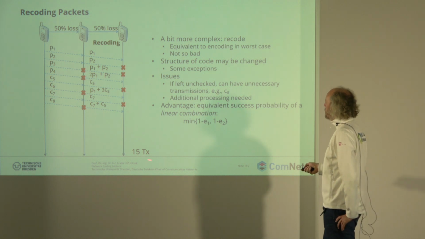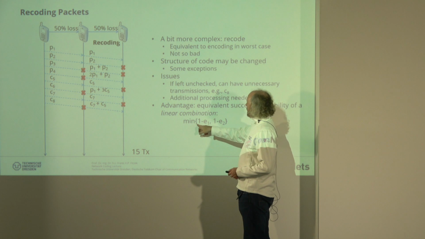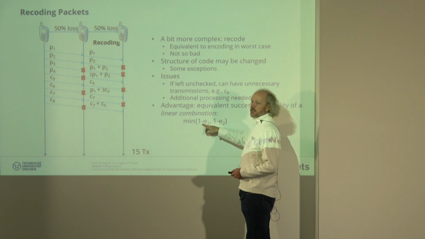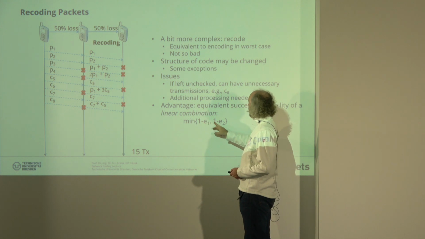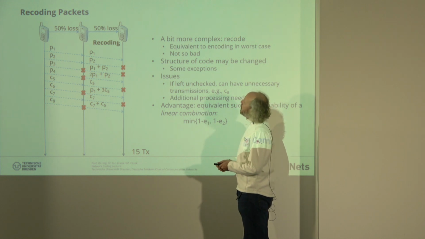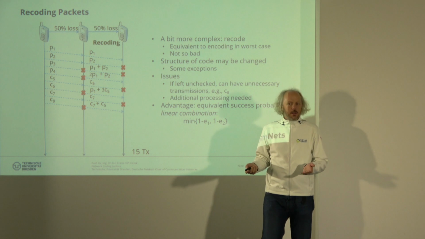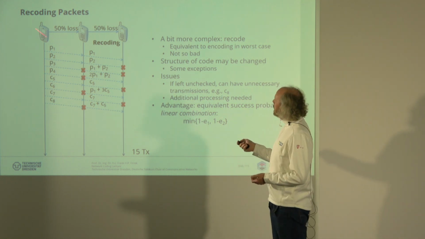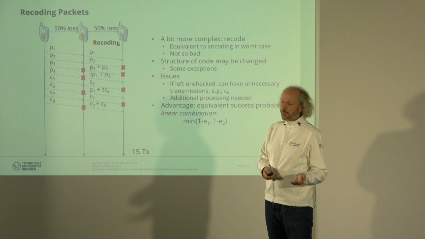Now if you look into this, you only need 15 packets to transmit. And suddenly your error probability changes. It's not a combination anymore. It's 1 minus epsilon 1, 1 minus epsilon 2. So you only have to understand who is the worst link here. So in this case, both are the same. So here, the probability that you get something on the other side is 50%. Before that, it was only 25%.